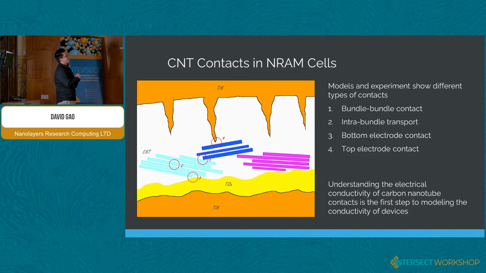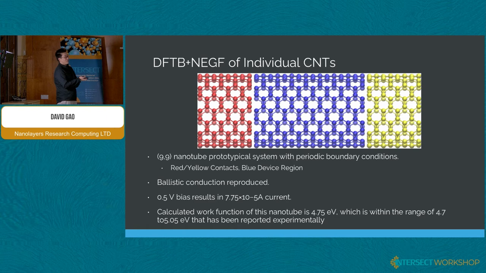Okay. So before we can look at junction currents, of course, we have to look at individual nanotubes, and we have to see whether our methods give you the right results. So this is a 9-9 chirality nanotube. It's kind of a prototypical system with periodic boundary conditions, and we're looking at it with DFTB+ and NEGF. So we've got contact regions, red and yellow, and a blue device region.